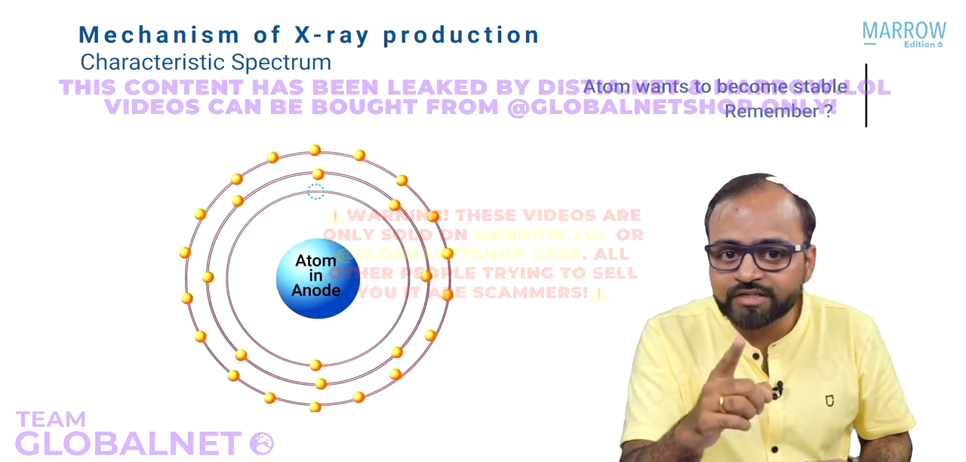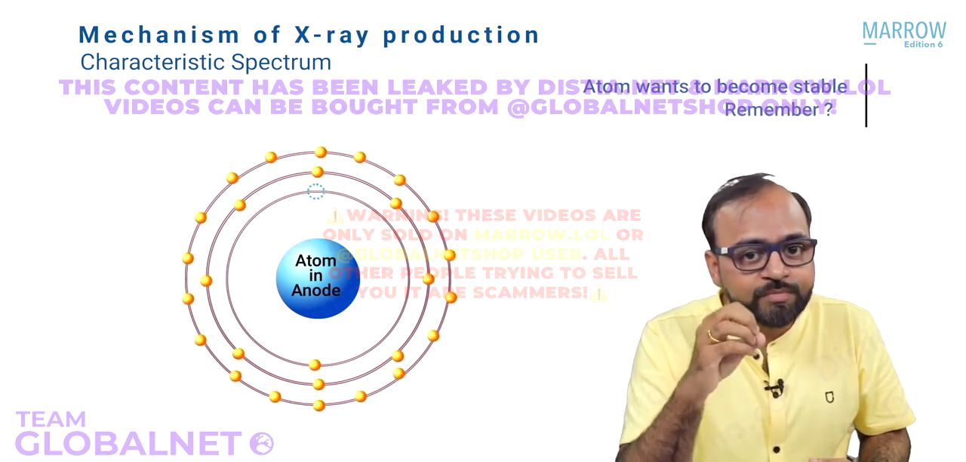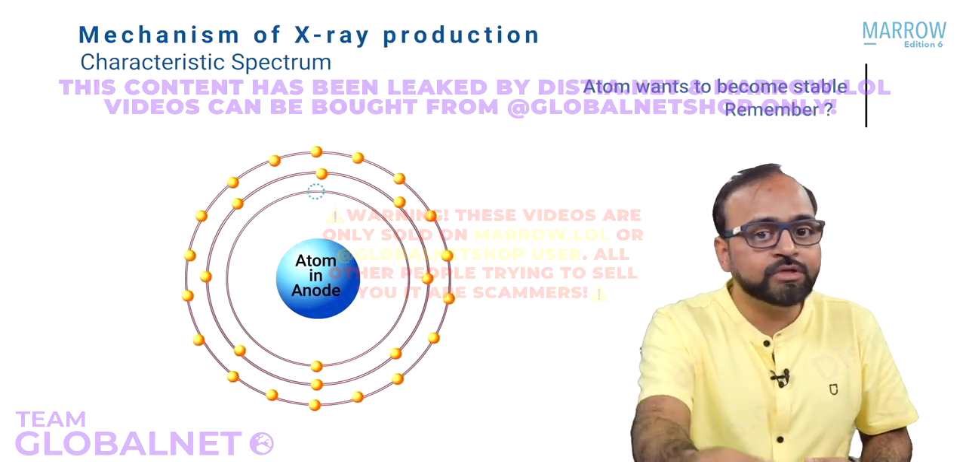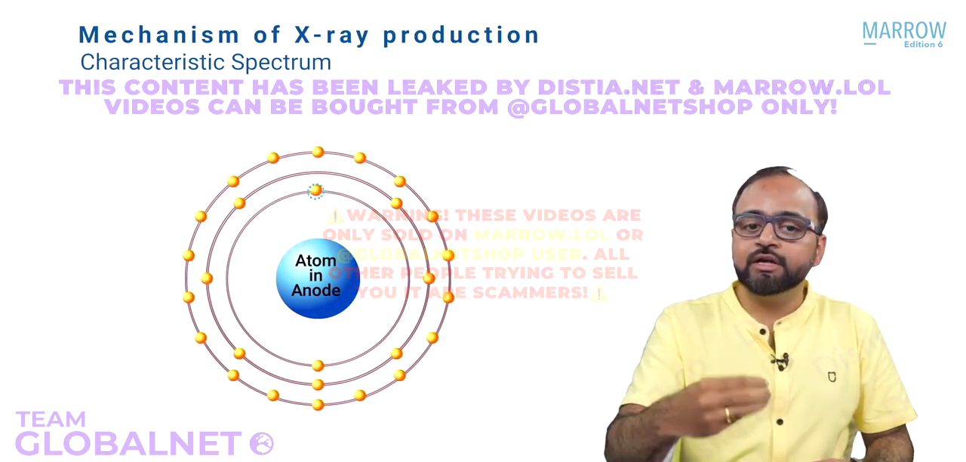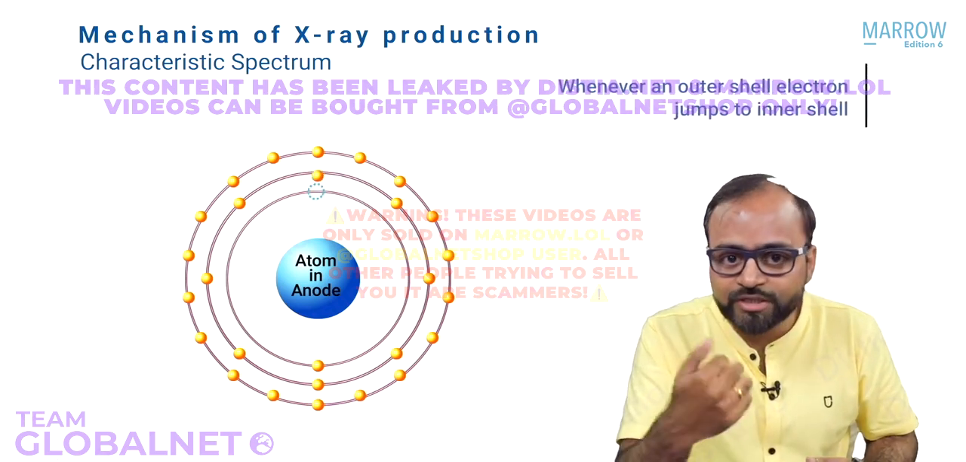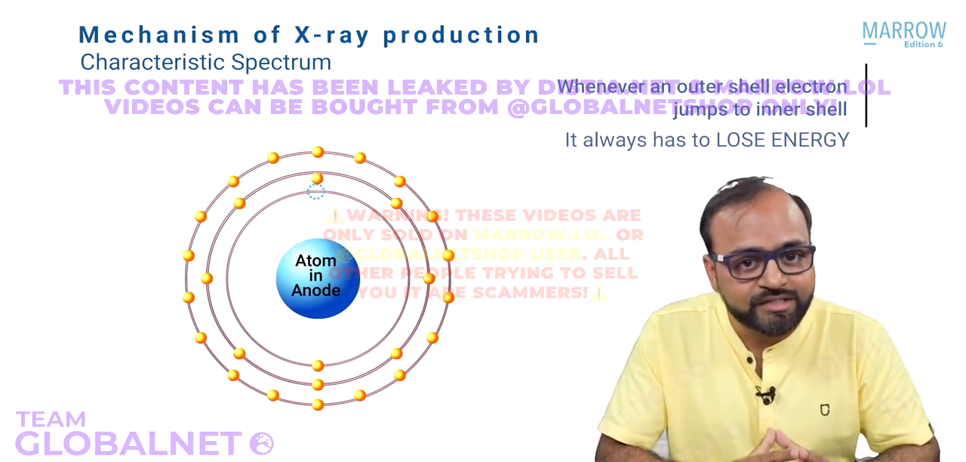Do you remember we have studied the concept? What happens whenever there is an electron void or an empty space in an inner shell? How does the atom become stable? An outer shell electron is going to jump to the inner shell. But we also studied what has to happen whenever an outer shell electron jumps to the inner shell. It always has to lose some amount of its energy, isn't it?